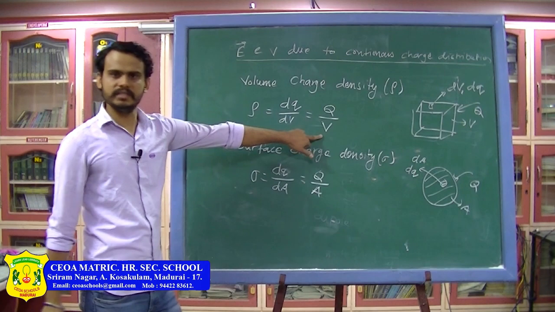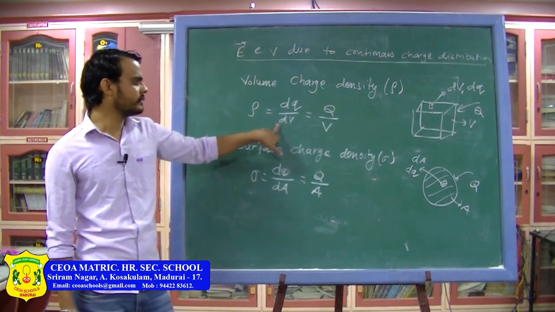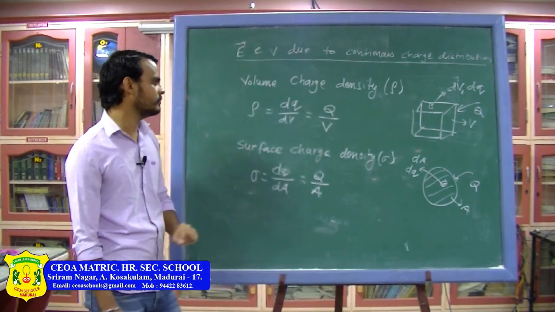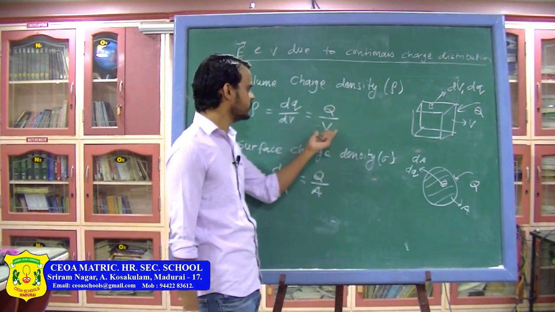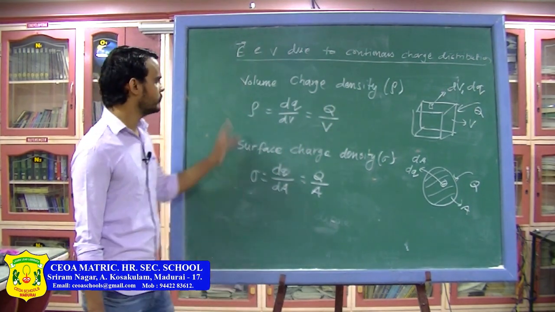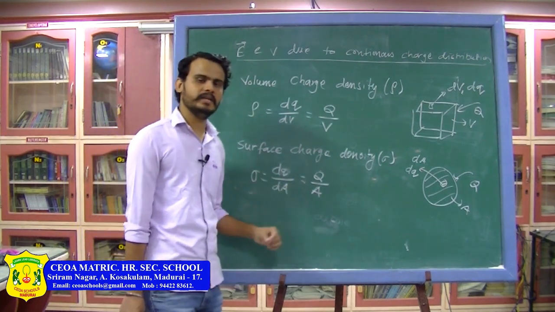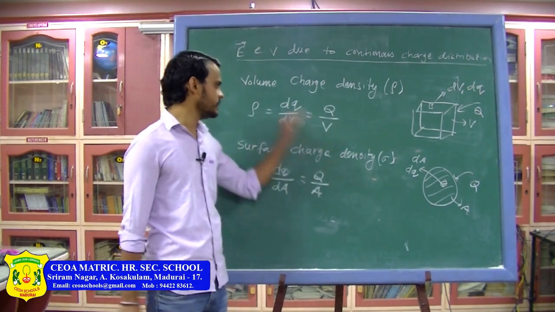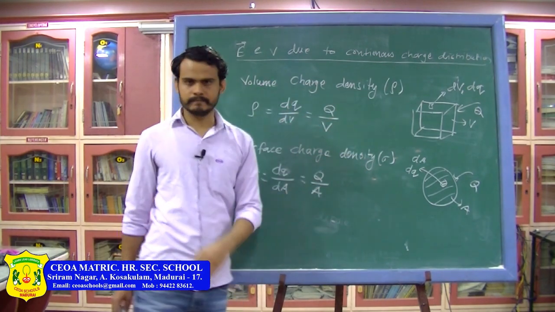Here remember, this V is the volume, not the potential. So rho equals dQ by dV, where dV is a very small volume element, and dQ is the small charge on that small volume element. If rho is constant, then the charge density can be written as Q by V. So for a linear object we define linear charge density, for a surface object we define the surface charge density, and for a volume object which has a volume we define the volume charge density.